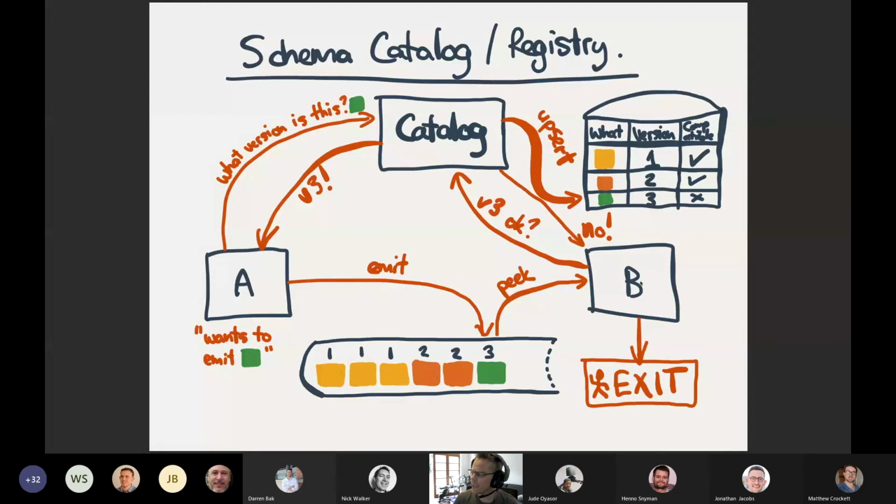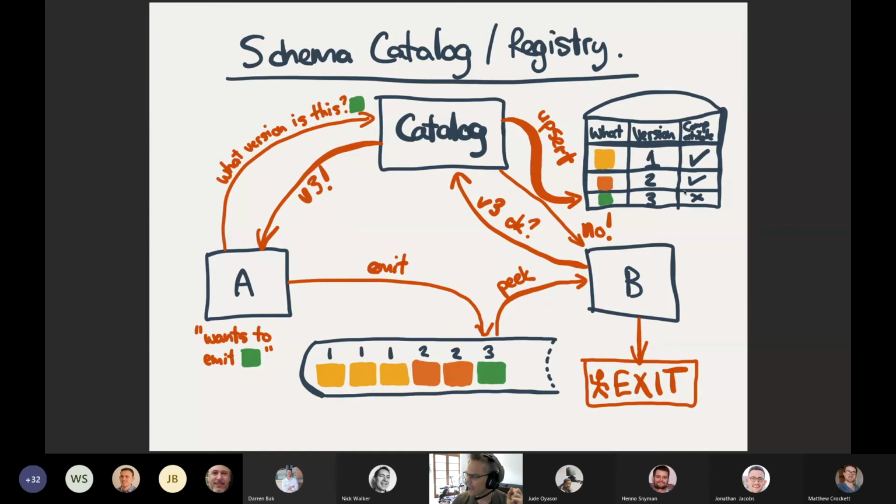So now we've got service B that's meant to be processing these things, right? And maybe he has processed 1 and 2, and that's fine. He knew about those, he was cool. So he has a little peek at the stream, and he goes, oh, it's a green blockie. He peeks it, and he then says, I don't know what to do. I'm not aware of this one. I've never seen a version 3 before. So he will ask the catalog, hey catalog, am I allowed to handle V3 stuff?